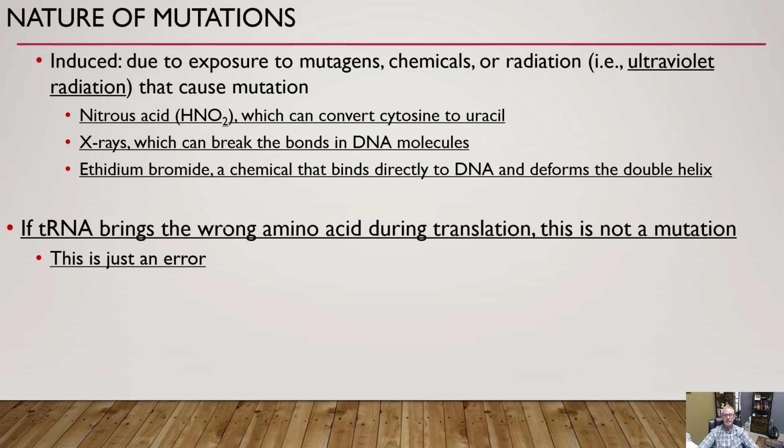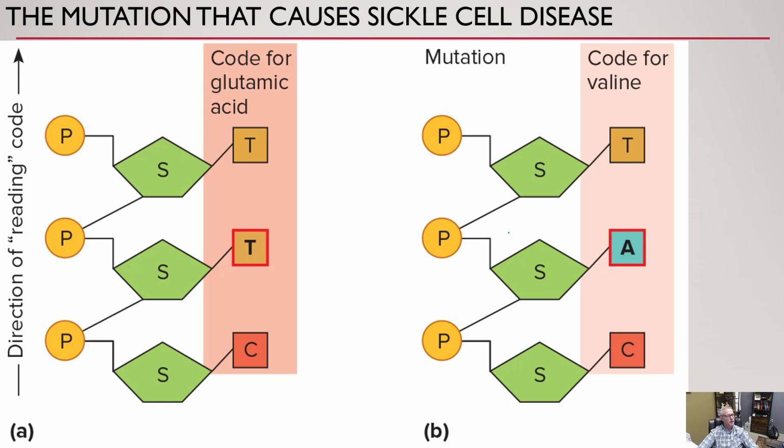But if a tRNA brings down the wrong amino acid during translation, that is just an error, not a mutation. Now, we'll get to that in a second. So here, sickle cell disease. We have a T that codes for glutamic acid, but if we brought down an A instead, that could be a mutation, because we brought down valine instead of glutamic acid.